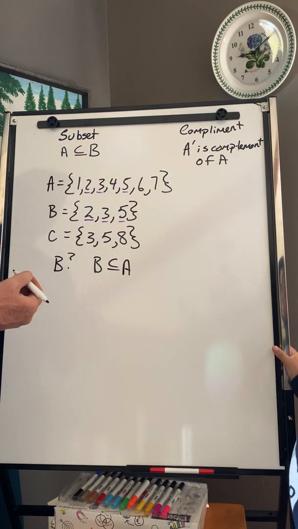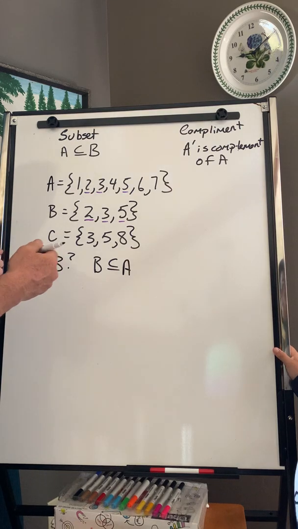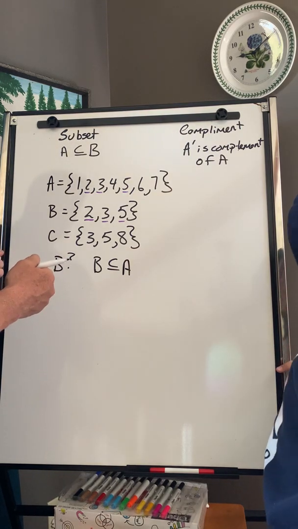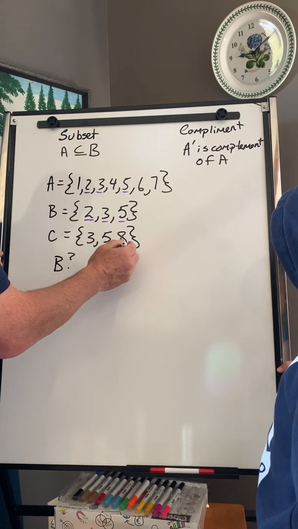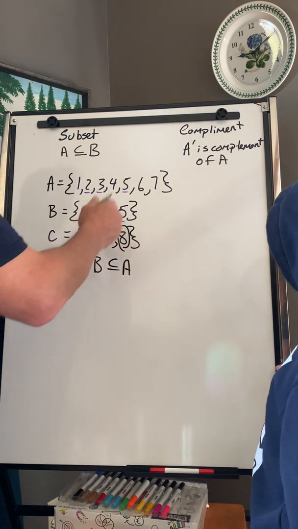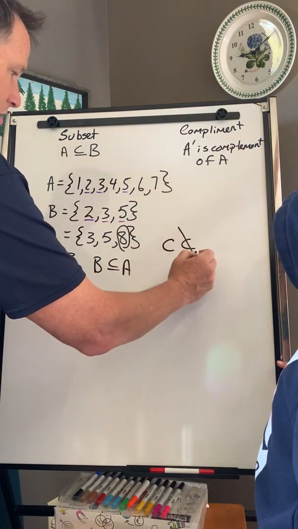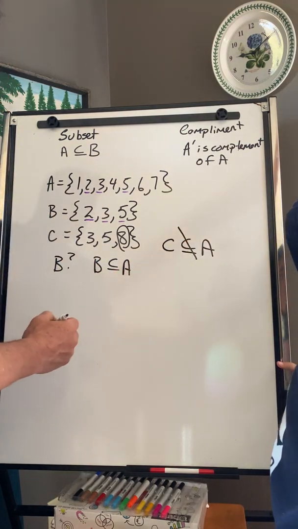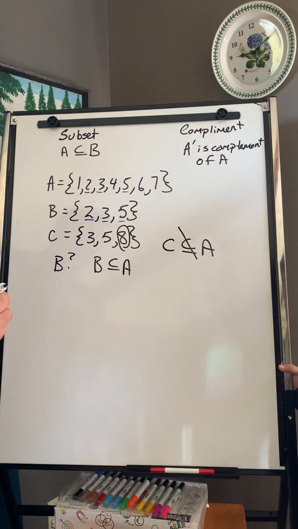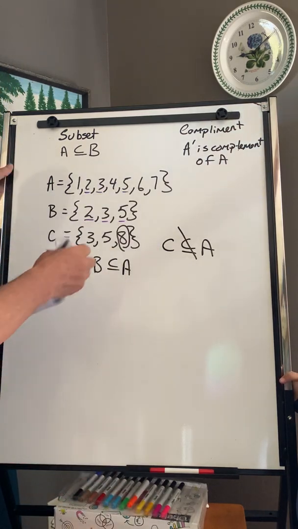Now we ask the same question. Is C a subset of A? No. Why? Because 8 isn't in A. That's right. So we've got this 8. It's not in A. So C is not a subset of A. And folks, that's it. That's part of what you have to do with subsets: decide whether it's part of a bigger set. And if it is, then it's a subset.